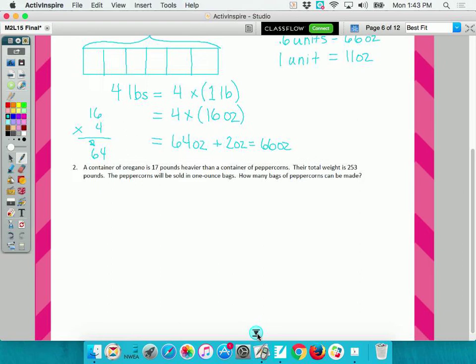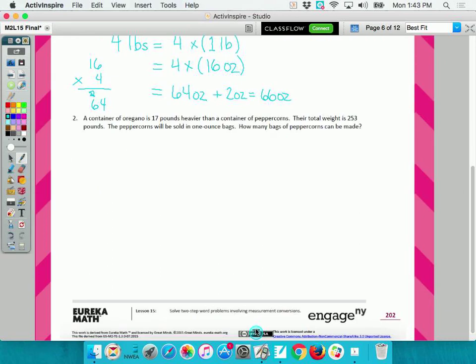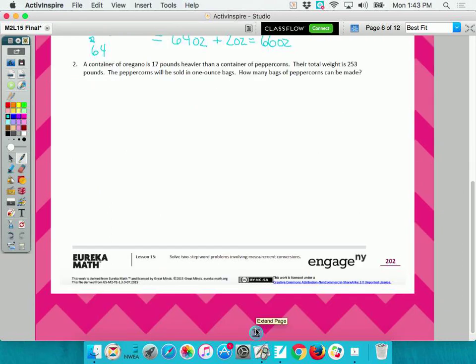Okay, let's take a look at the second problem. This one says a container of oregano is 17 pounds heavier than a container of peppercorns. Now, first of all, oregano is that spice that you shake on when you make spaghetti sauce and pizza sauce. So I'm thinking they were shopping at Sam's or something. Or they got like a whole pallet of oregano. Because together, the peppercorns and oregano weigh 253 pounds.